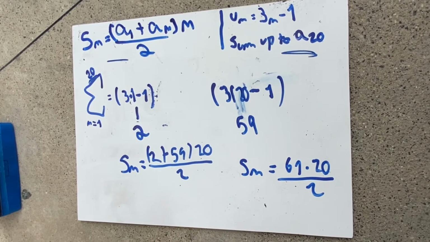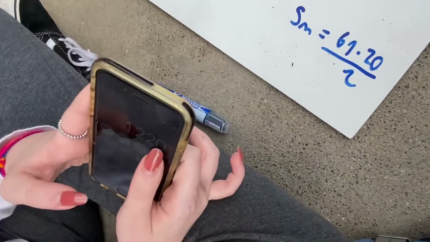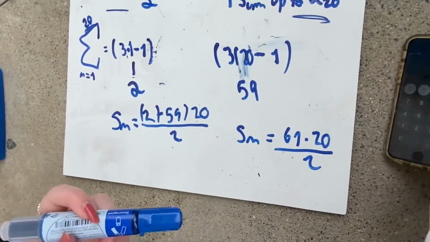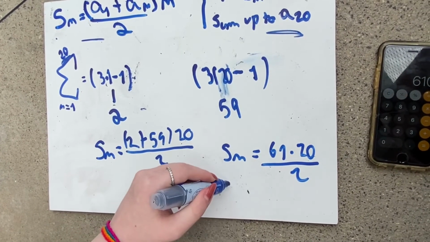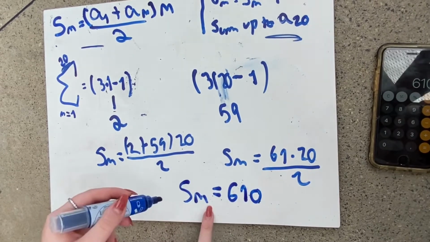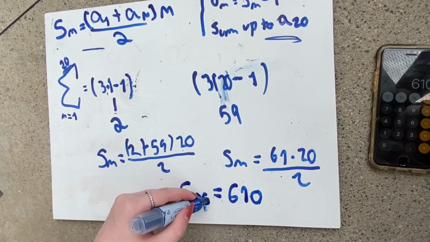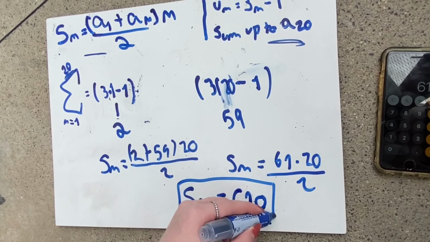And that equals 610. So you have that Sn equals 610, n being 20, of course. So S20 equals 610. And that's how you find it.